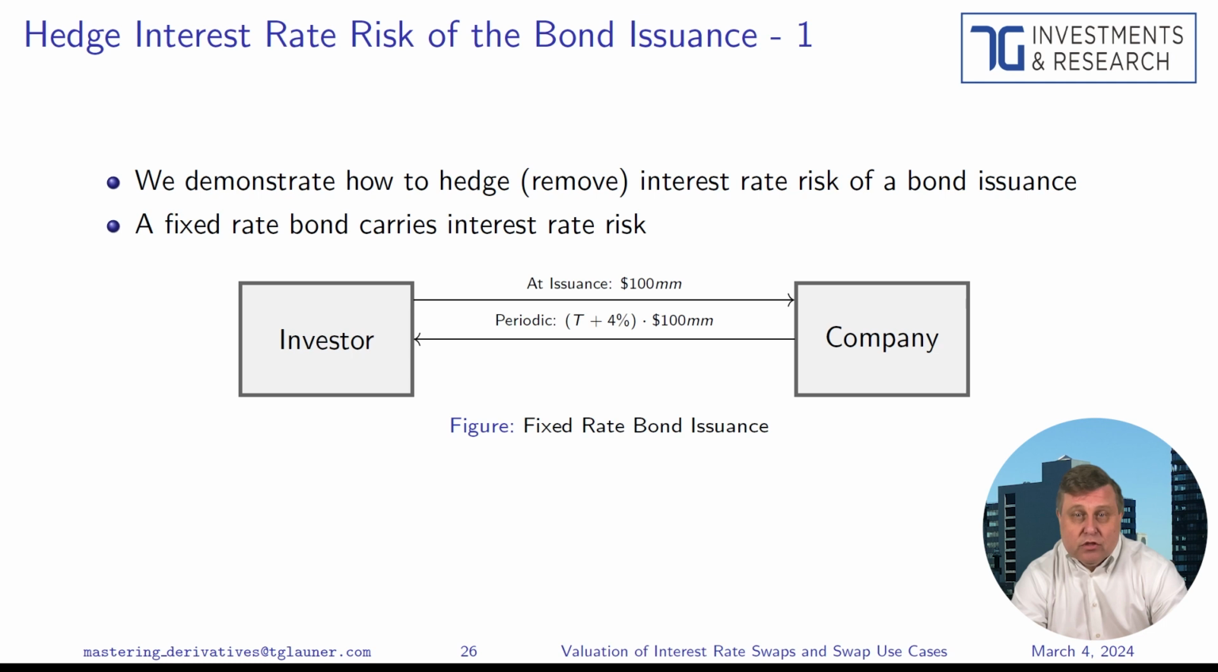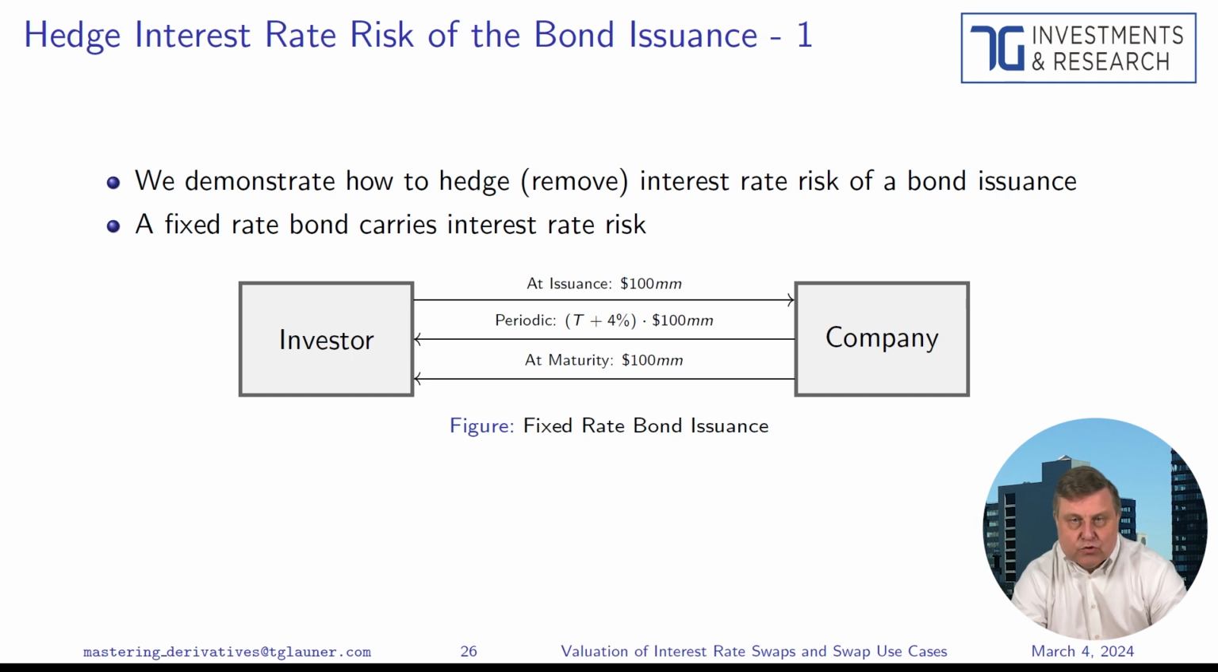In return, the company makes periodic payments to the investor that consist of the treasury yield that's fixed at the time of the bond issuance, plus an additional fixed 4%, which is determined at the time of the issuance and remains fixed throughout. Upon maturity, the company must repay the principal amount. However, these periodic payments are subject to interest rate risk.